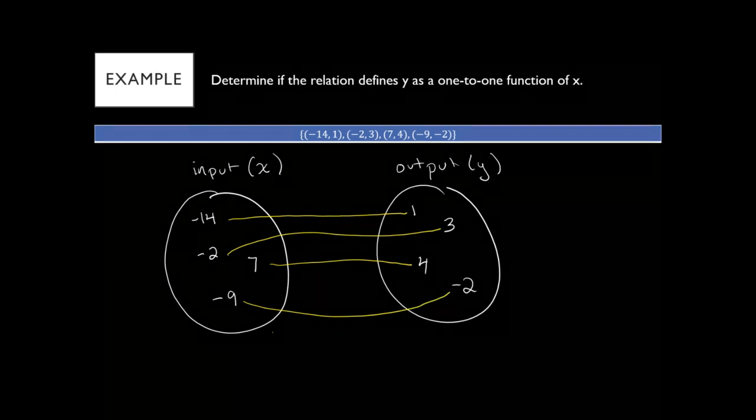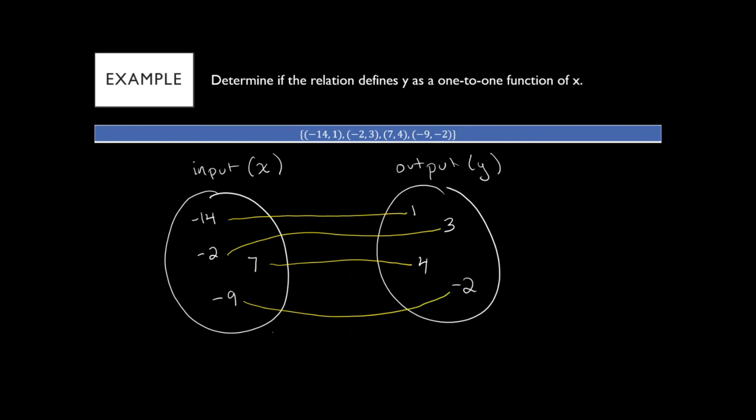Because each number on the left only goes to one number on the right, and each number on the right only has one number on the left, this is one-to-one. Drawing a picture like this helps you understand what it means, because you can see that each number goes to one other number. That's sort of what it means, one-to-one: one number to another one number.